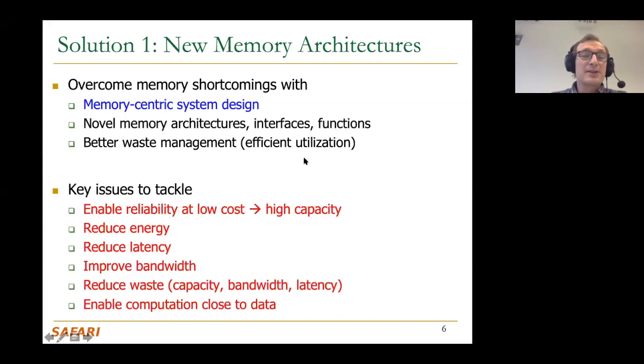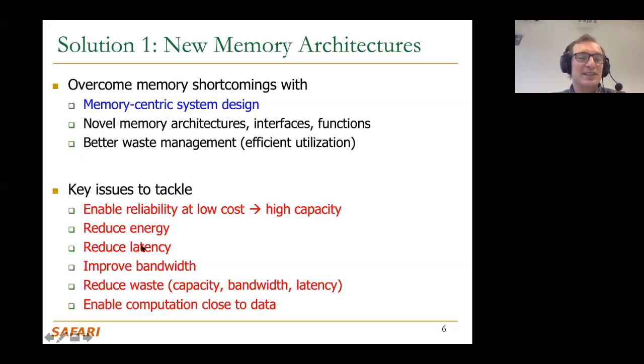Okay, so there are a lot of issues to tackle here, clearly. What do we want to solve? We're going to talk a lot about reliability and security to begin with, and we want to enable this at low cost because this leads to high capacity without reliability problems. And this is important, and we're going to talk about that, especially starting with this lecture. There are many metrics clearly in the design of memory, in the design of a system also. And assuming memory is a big component of the system, memory is actually going to see all of these metrics imposed upon it, right?